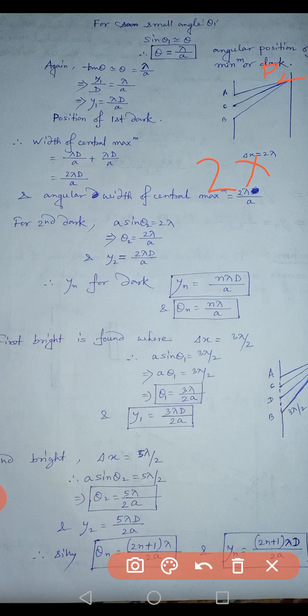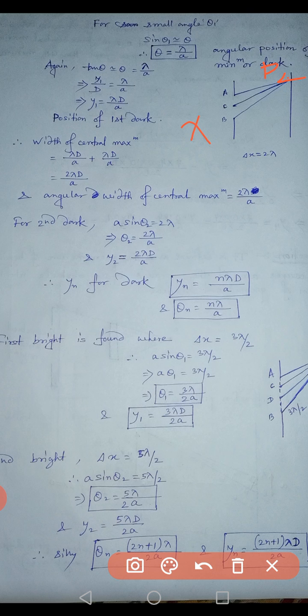So if I divide the slit by taking another wave from point C in such a way that AC equals BC, then the path difference between AP2 and CP2 will be how much? Half of 2 lambda, which means how much? Lambda. Lambda is the path difference between AP2 and CP2.